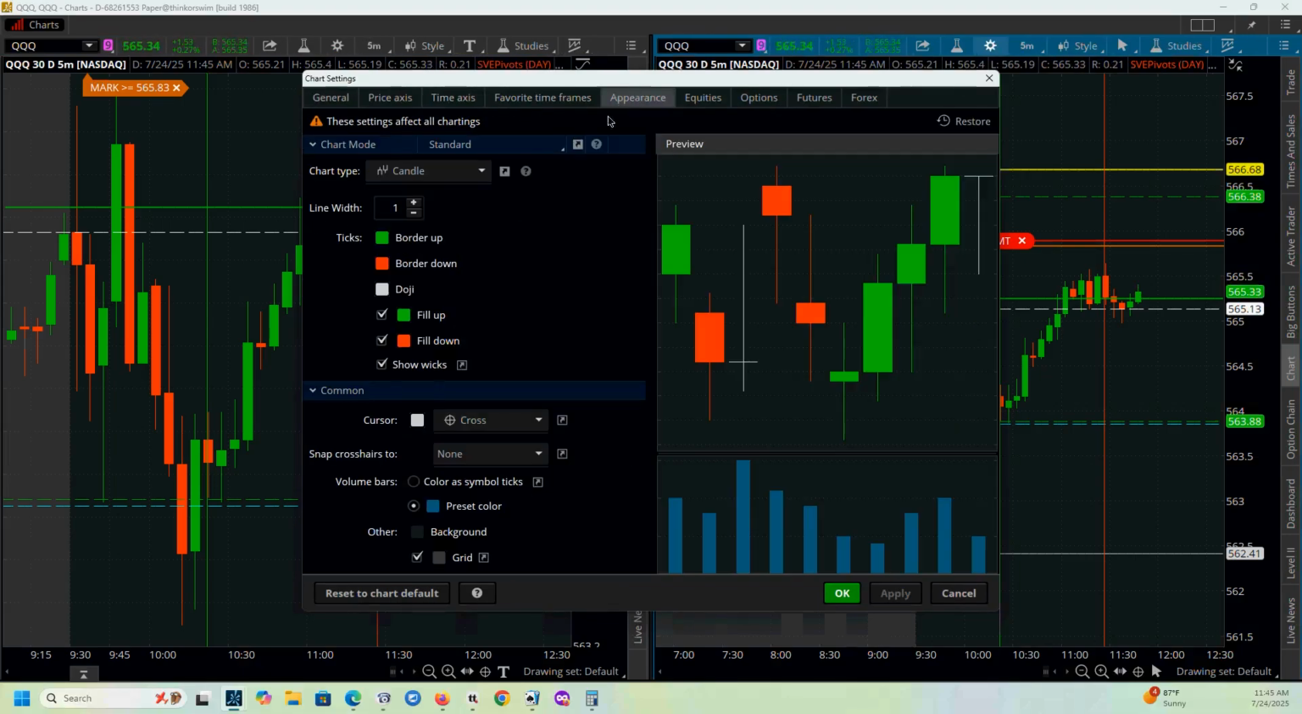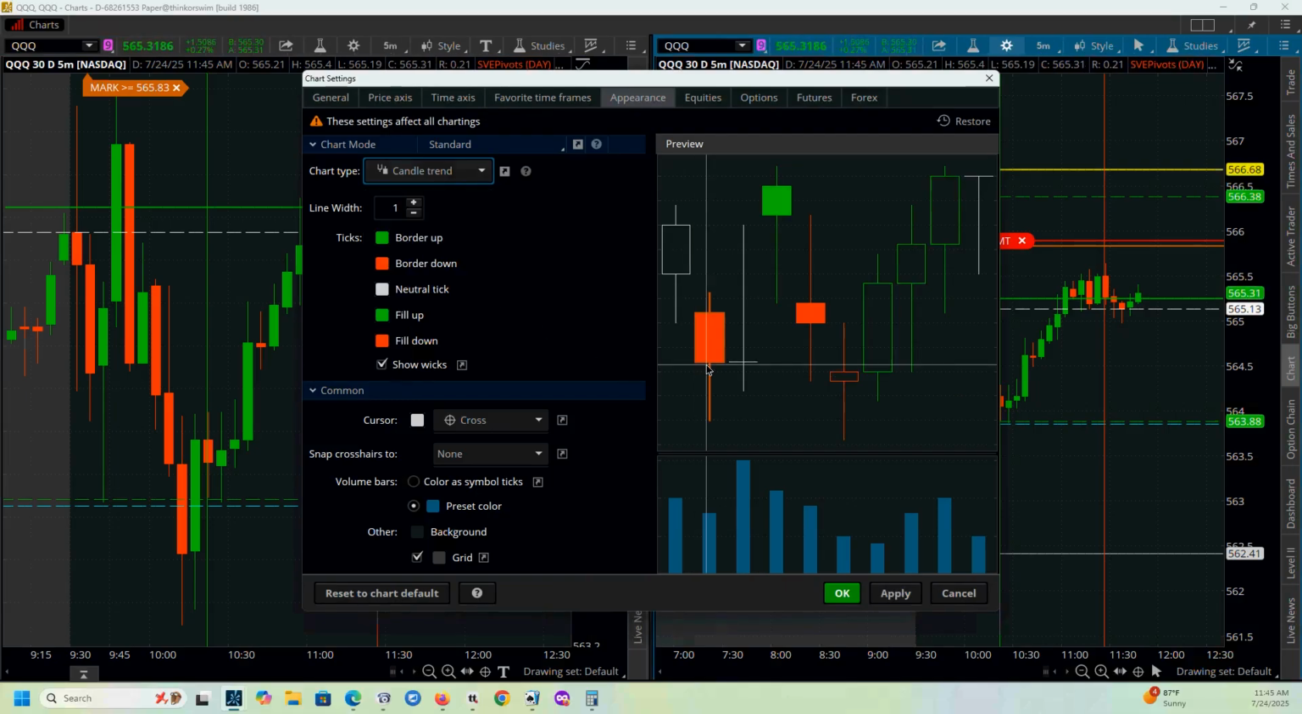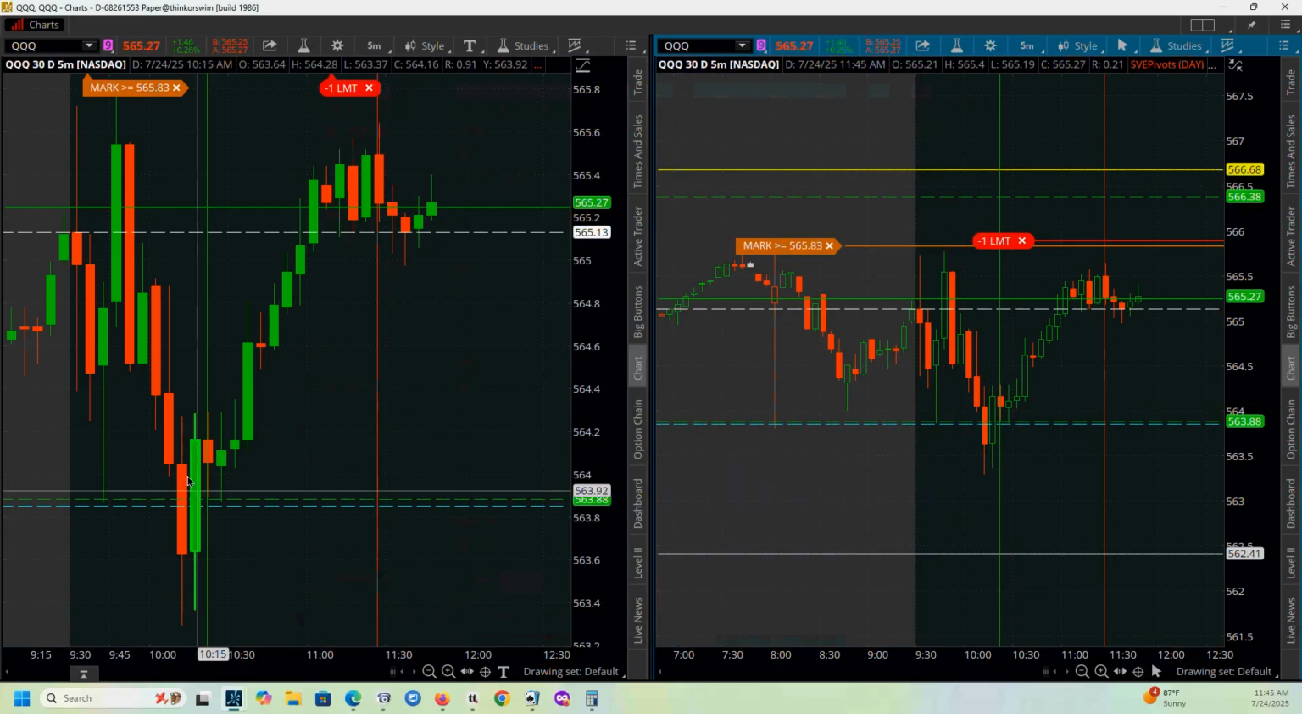Other people like looking at different things. Let's go from a regular candle to candle trend. This is where you have trending candles. When the market is going down, it tends to create candles of the same color to show that the market is trending in a downward pattern, or if it's going up, it changes the color to green to show that it's trending in an upward pattern. Let's see what that looks like compared to what I see over here.